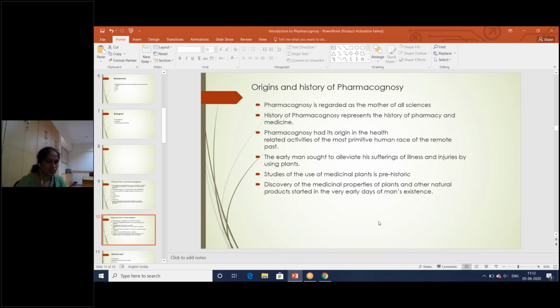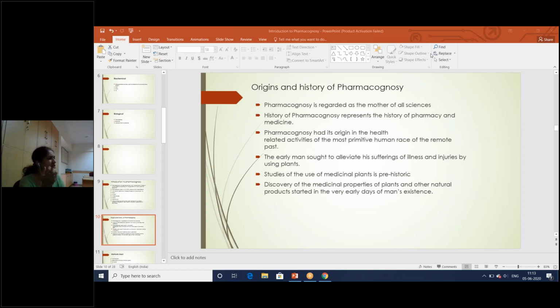Coming to the origins and history of pharmacognosy. Who started this? You might get a question like this. Now we have started using allopathy. From where did the origin of pharmacognosy, or the origin of allopathy, start? If you take paracetamol, it contains one drug, paracetamol. If you take salicylic acid, that is salicylic acid. If you take caffeine, this is one drug.